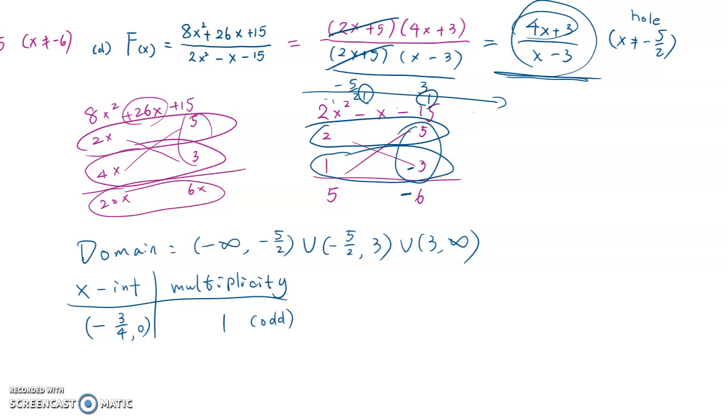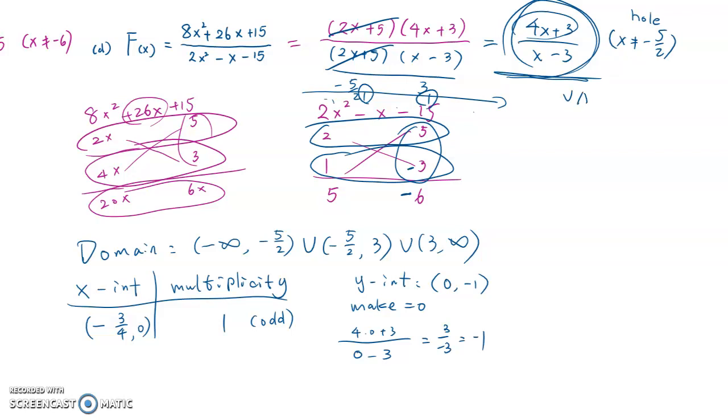And we have 1 y-intercept. How do we find it? We'll make x equal to 0. I will just plug it in here. So you have 4 times 0 plus 3 over 0 minus 3. That will give you 3 over negative 3, which is negative 1. So the y-intercept is (0, negative 1). Okay, so we got the x-intercept and the y-intercept. Next, the vertical asymptote and its multiplicity.